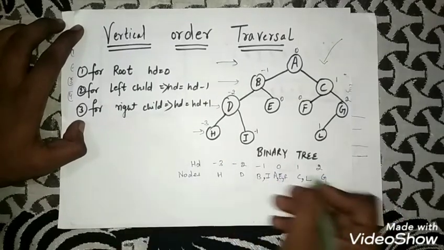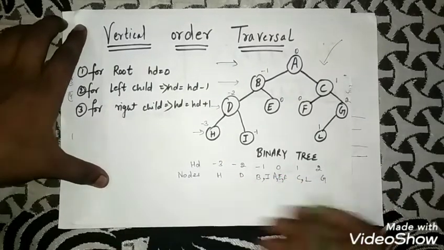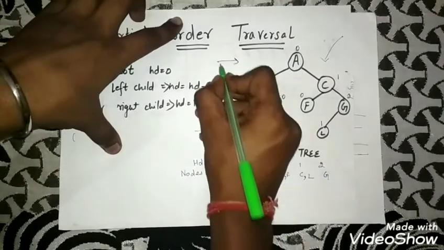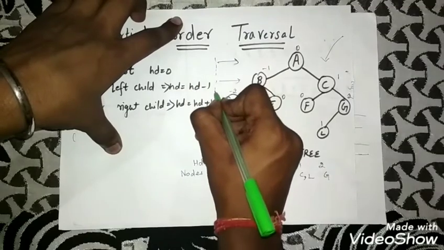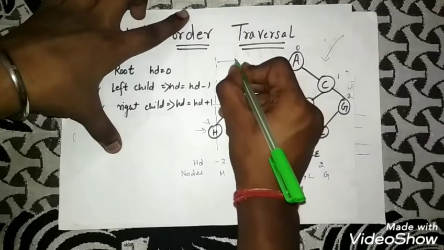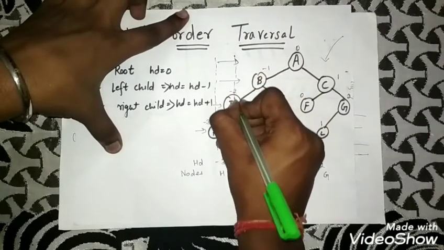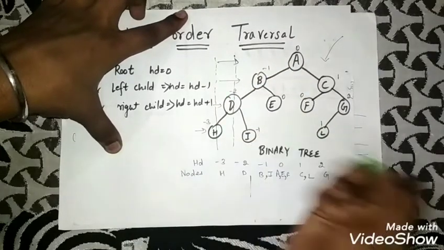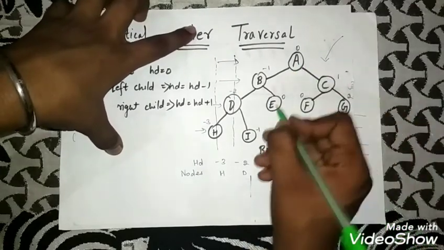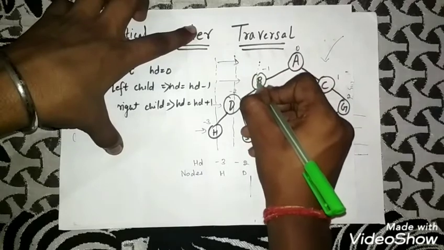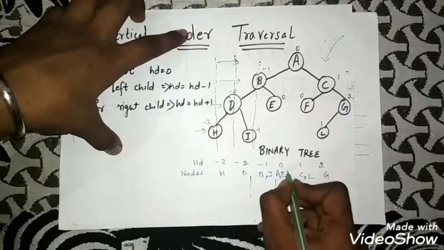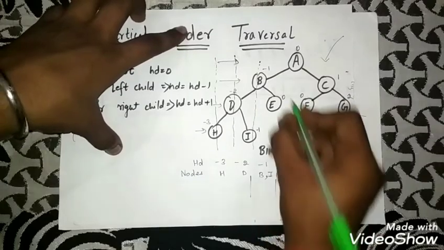So now let's make the vertical lines based on these horizontal distances. For minus 3, the vertical line will pass through H. So here it is. For minus 2, the line will pass through D. This is a second vertical line. For minus 1, we have two nodes, that is B and I. So it will be something like that. Not exactly, but something like that. For 0, we have three nodes, A, E and F.